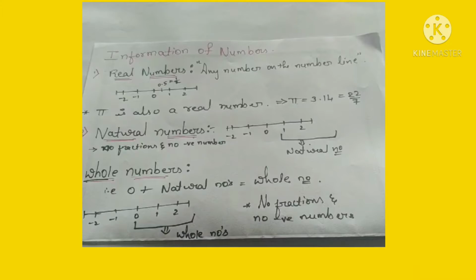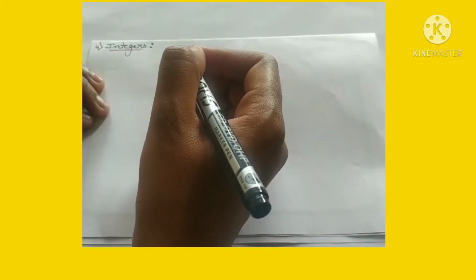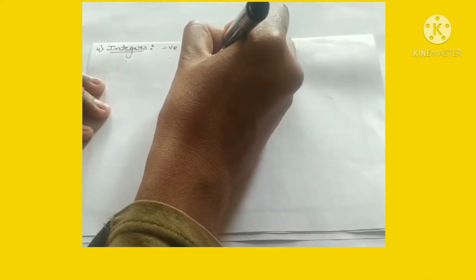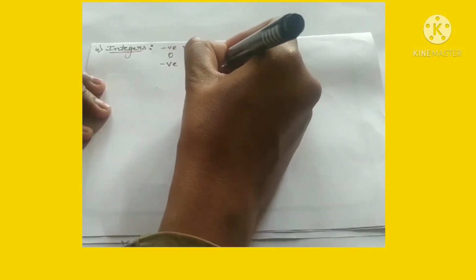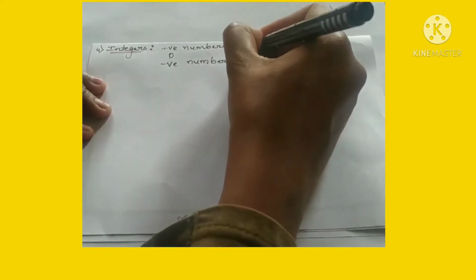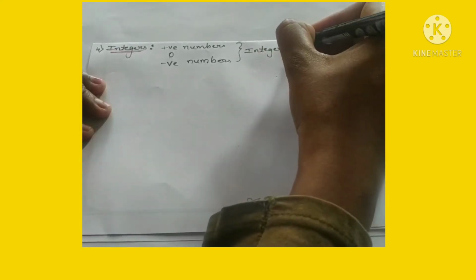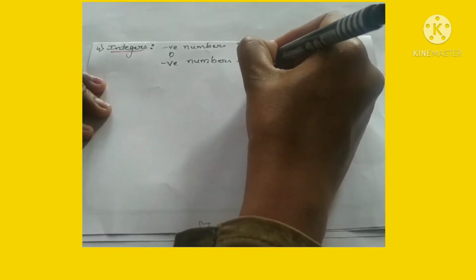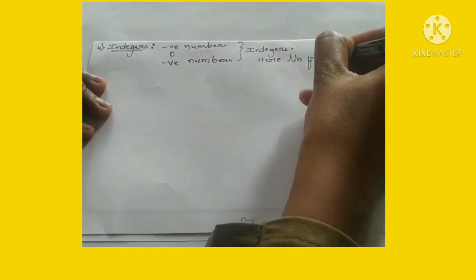Next we move on to the integers. Integers means all positive numbers, 0 and negative numbers. Together we call them integers. Here in integers, no fractions come.